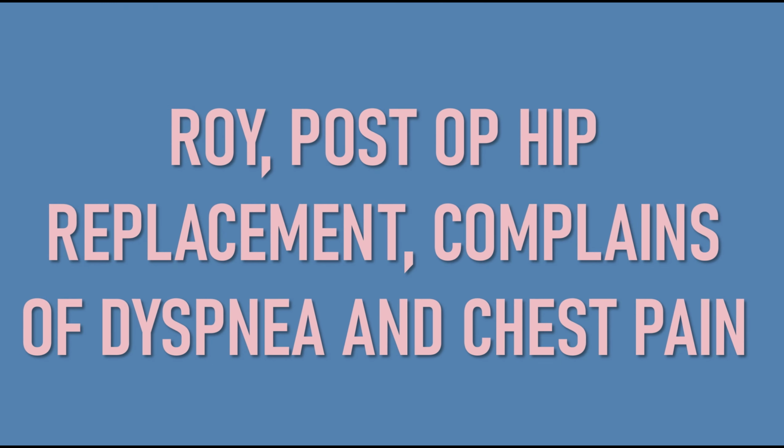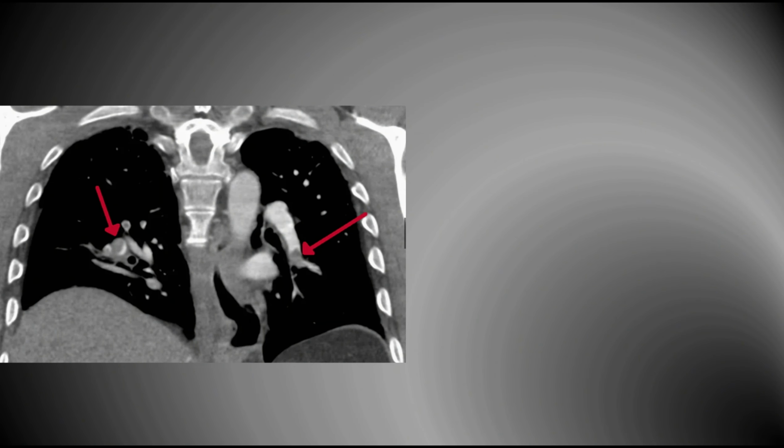Roy is post-op a hip replacement and he complains of dyspnea and chest pain. In that setting, one diagnosis rules all, and that's an acute pulmonary embolism. This is a CT pulmonary angiogram demonstrating a pulmonary embolism in the main pulmonary artery.